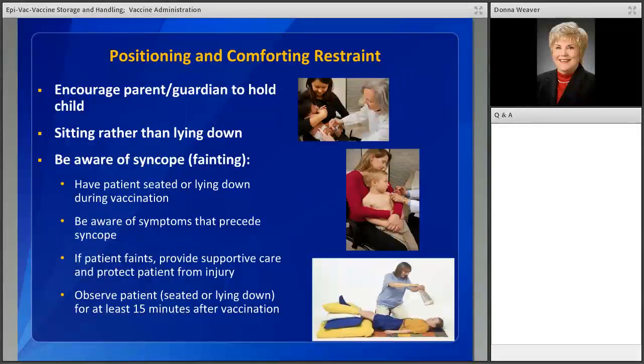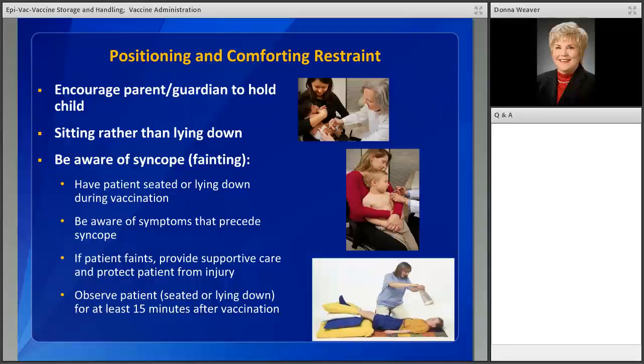When determining patient positioning and restraint, consider the patient's comfort and safety, as well as their age, their activity level, and the site where you're going to administer the vaccine. If you can get the parent involved, this has been shown to increase a child's comfort. Encourage parents to hold their child while the vaccine is being administered, but if the parent is uncomfortable, then of course you can have someone else assist you.